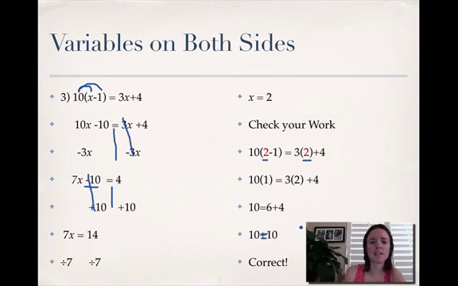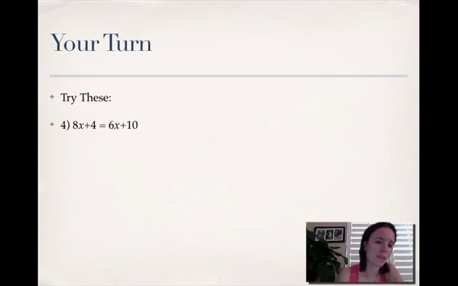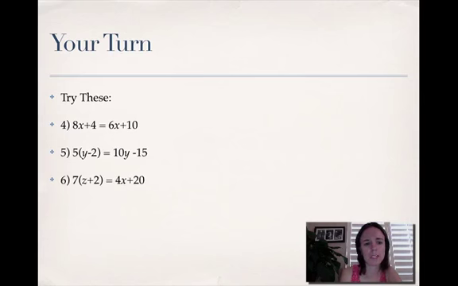All right, so next slide, I'm going to have you guys do some on your own. If I can get this to erase, there we go. So, number 4 is 8x plus 4 equals 6x plus 10. Number 5 is 5 times the quantity y minus 2 equals 10y minus 15. And number 6 is 7 times the quantity x plus 2 equals 4x plus 20. Go ahead and pause so you can solve these on your own, and then next we'll check answers.